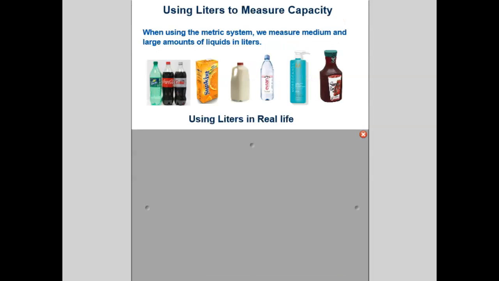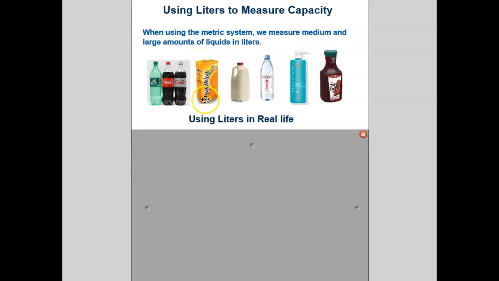Fantastic. Now let's think about liters. When we use the metric system, we measure medium and large amounts of liquid in liters. So here are liter bottles of soda. You'll notice it's not quite as big as those 2-liter bottles that you would maybe split with your whole family if you're having a pizza night or to enjoy for a whole week. They're not quite that big. They're half that size. So it would be maybe something that you purchase to drink for a couple days or to split with a sibling.